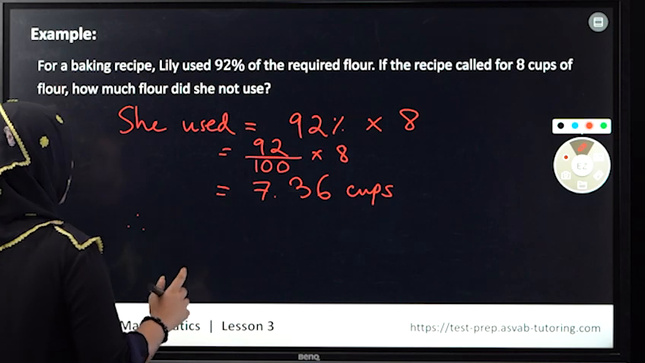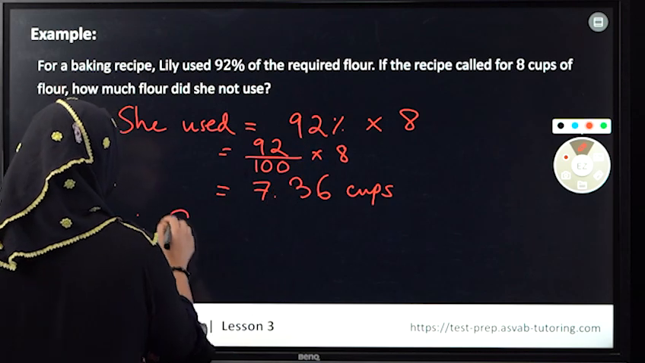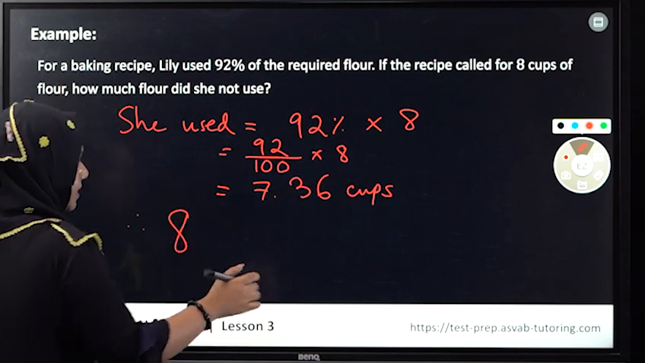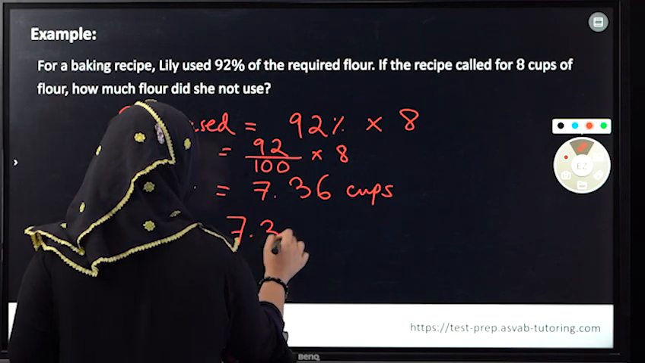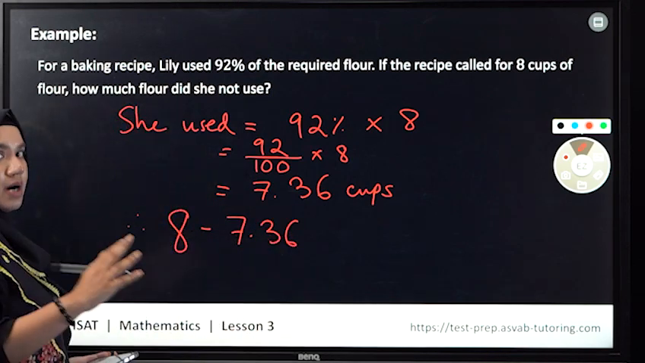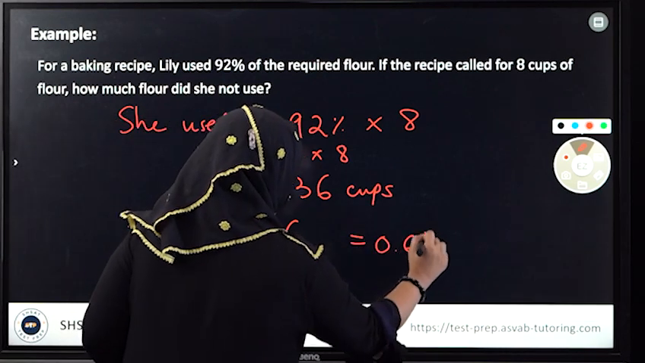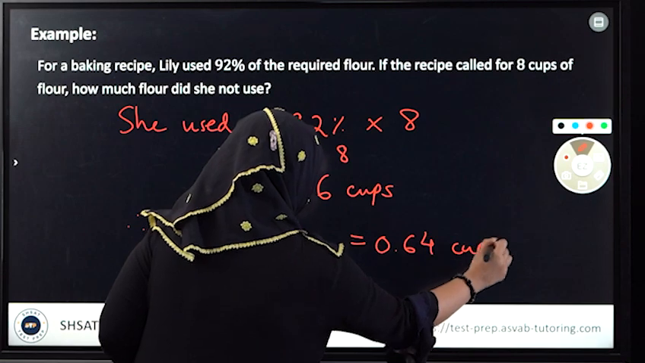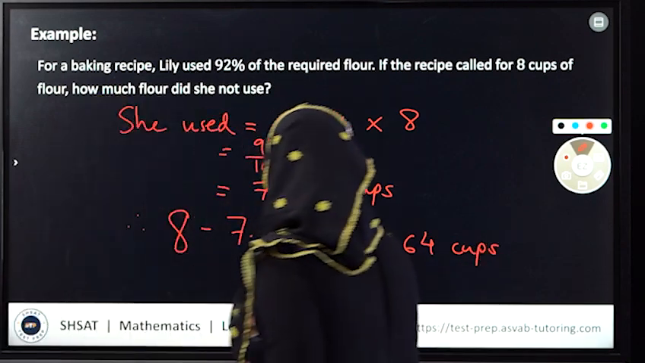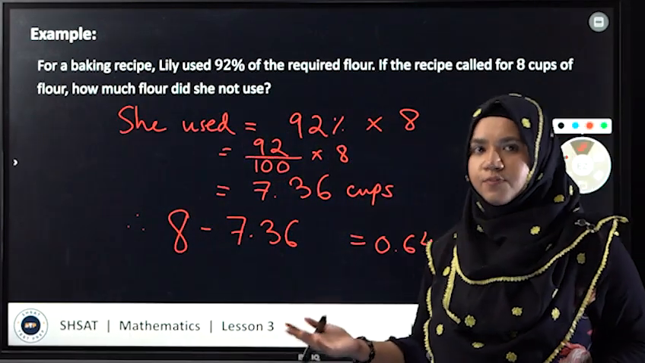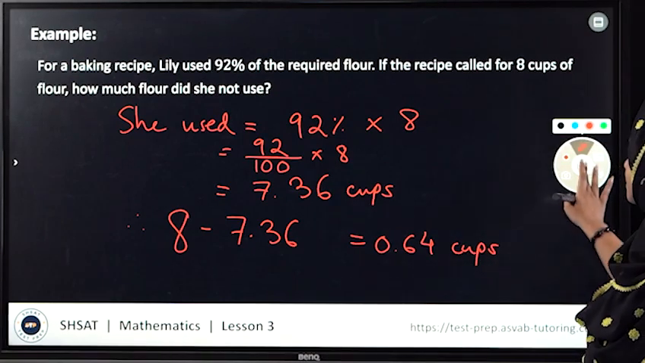How much flour did she not use? In the beginning, she had 8 cups. From that, she already used up 7.36 cups. So if you do 8 minus 7.36, the answer is just 0.64. I'm just looking at the answers and writing them, as you can see, because these are things we have already learned before, so I am pretty sure that you can do them on your own.